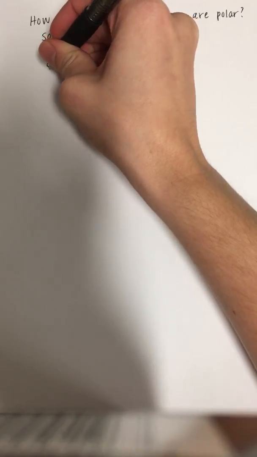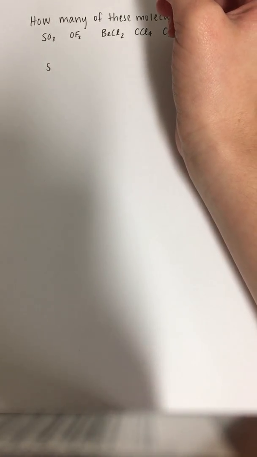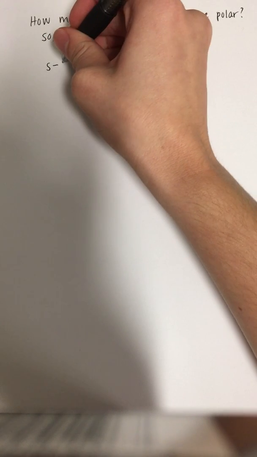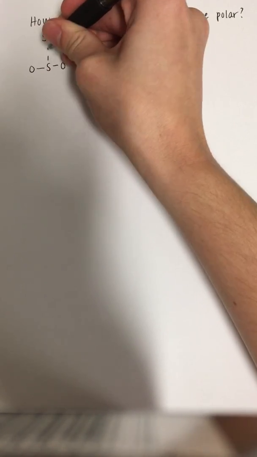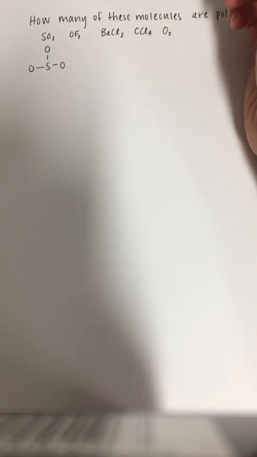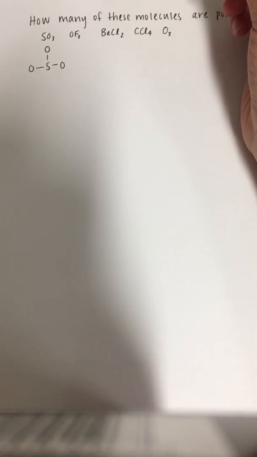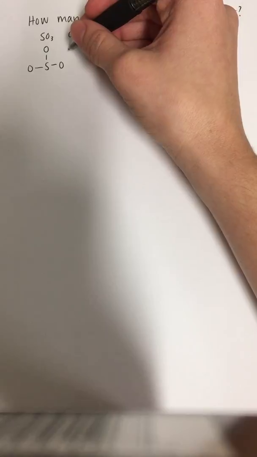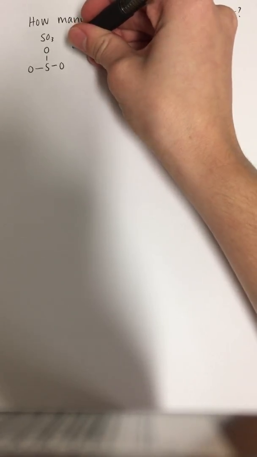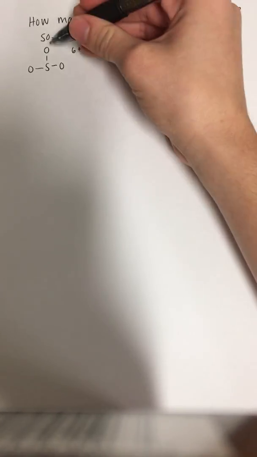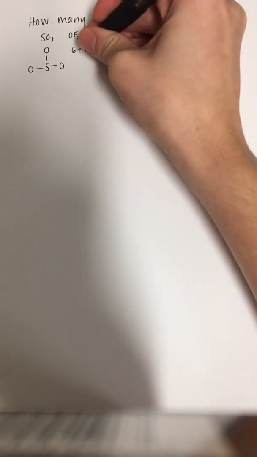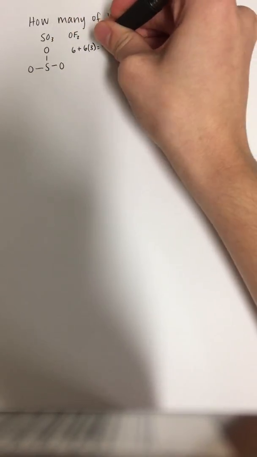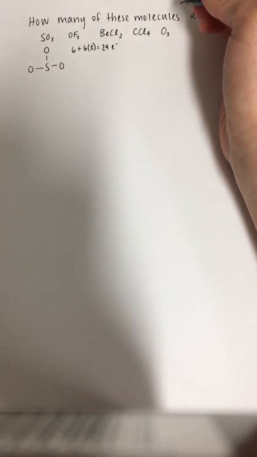So we're going to start with SO3, and since S is less electronegative than O, we're going to put it in the center, and we're going to bond the 3 oxygen atoms to the S. To draw the Lewis structure, we're going to find the valence electrons for this molecule from the periodic table. So we know that S has 6 valence electrons, and each O atom has 6, and there are 3 of them, which is going to give us a total of 24 valence electrons.